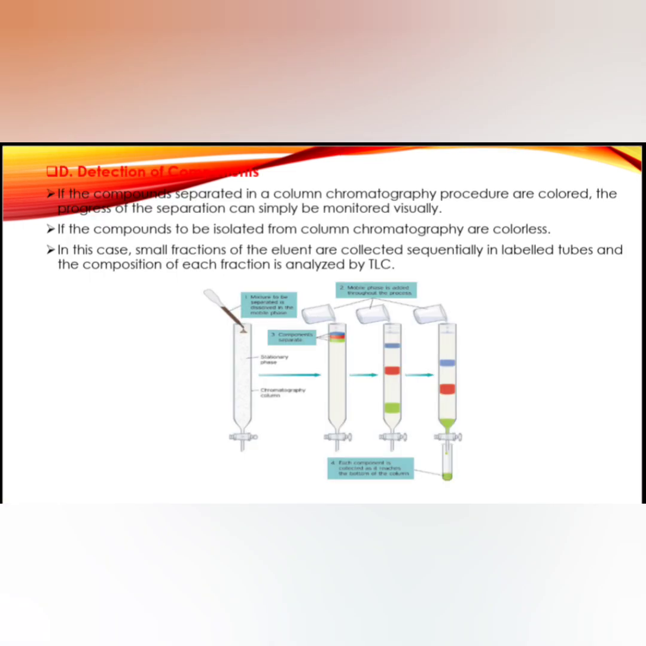Next one is detection of components. If the compounds separated in column chromatography procedures are colored, the progress of the separation can simply be monitored visually. If the compounds to be isolated from column chromatography are colorless, in this case, small fractions of the eluate are collected sequentially in labeled tubes and the composition of each fraction is analyzed by TLC. In this diagram, first, the mixture to be separated is dissolved in the mobile phase, second, the mobile phase is added throughout the process, third, the components get separated, and fourth, each component is collected as it reaches the bottom of the column.